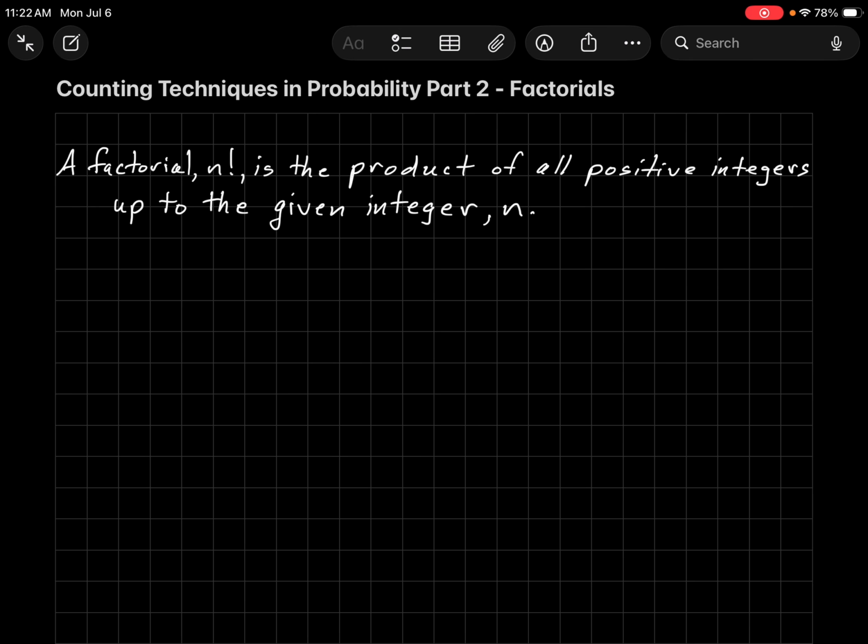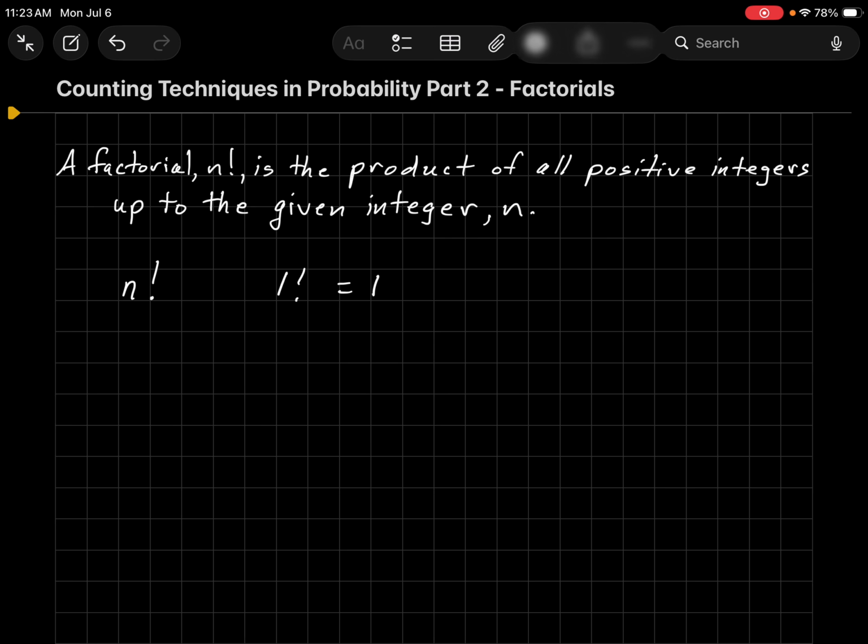So a factorial, n factorial, that's the notation, n with an exclamation point, is the product of all positive integers up to the given integer n. I think the easiest way to understand factorials is simply through example. So if I have 1 factorial, that's just 1. 2 factorial is 1 times 2, or 2. I will leave it unsimplified. 3 factorial is 1 times 2 times 3, etc. I think you get the idea.